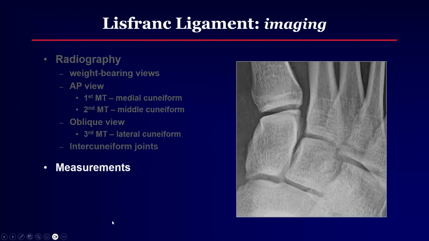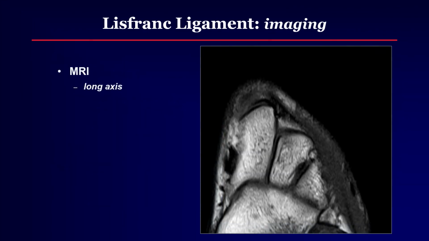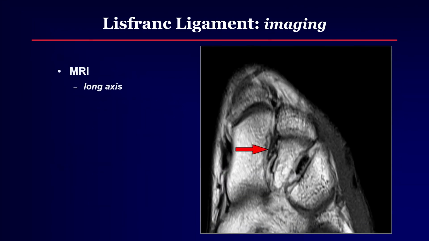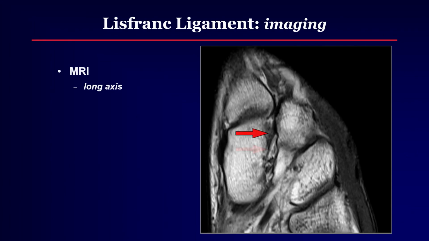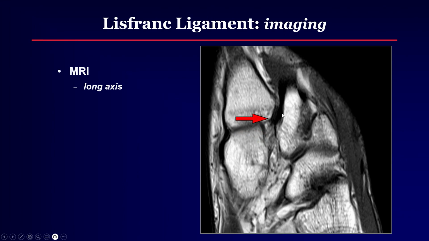Now, in terms of measurements, this should be no more than 2 millimeters where the Lisfranc ligament lives. And there should be less than 1 millimeter side-to-side difference if you happen to do weight-bearing AP views there. So on MR, I like the long axis view here. We're starting to come into the interosseous part of the ligament. You can see it coursing from that medial cuneiform over to the base of the second.